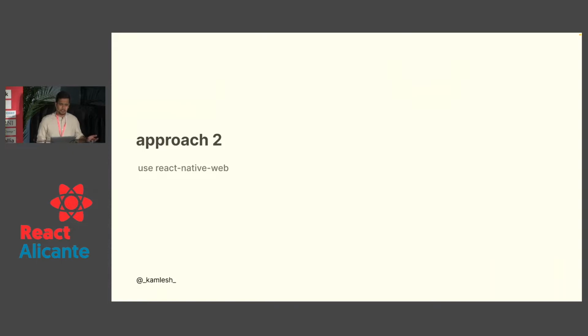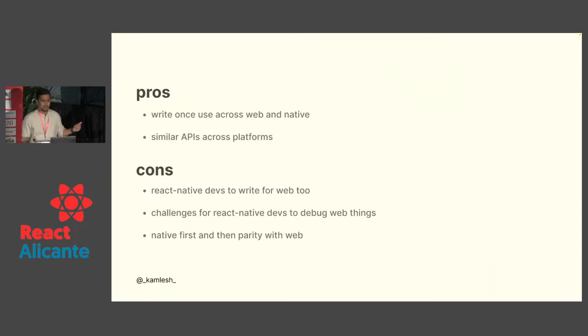So there was another approach, which was to use React Native Web. Again, it had pros and cons. First, the pro was write once, and use it across web and native. Second, use similar APIs across platforms. There were certain cons that were again applicable to our use case, where the React Native devs had to write for web and native both, right? Which means if you are an app developer, you now need to understand the gimmicks of browsers as well. And then it was native first and then parity with web.